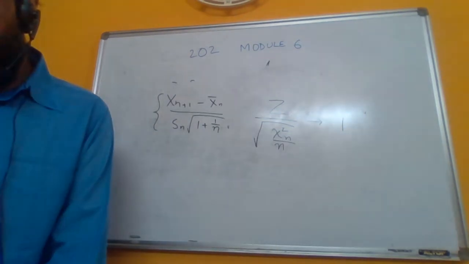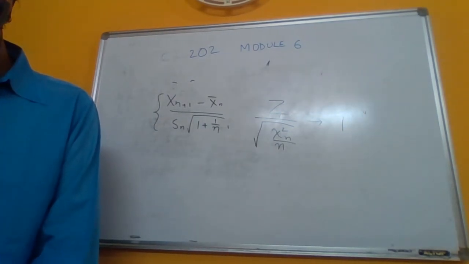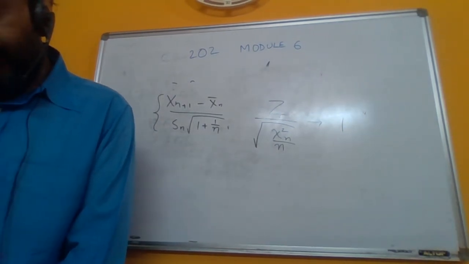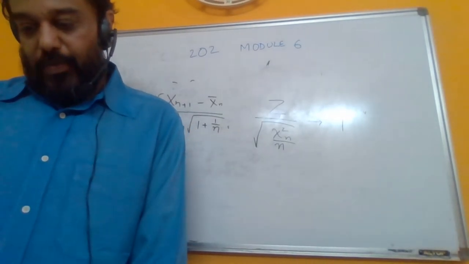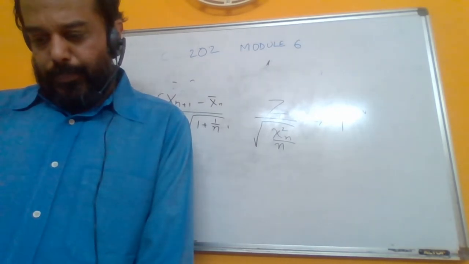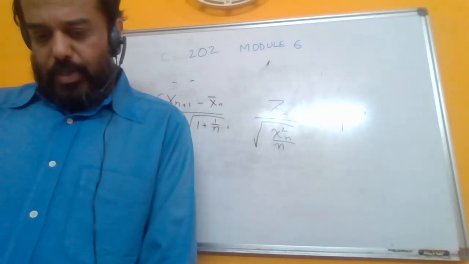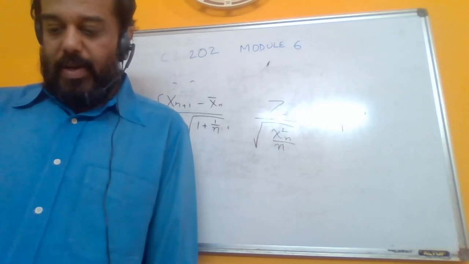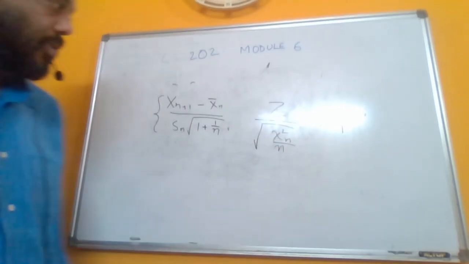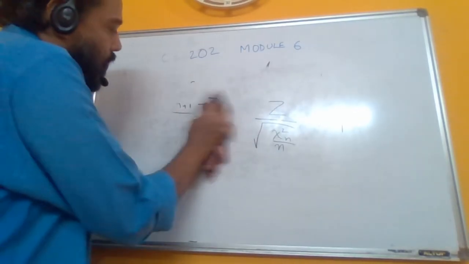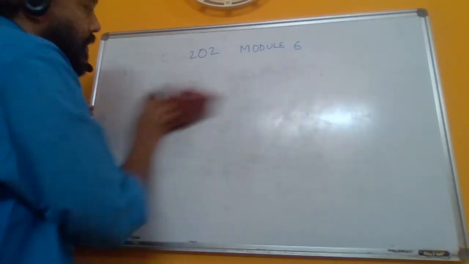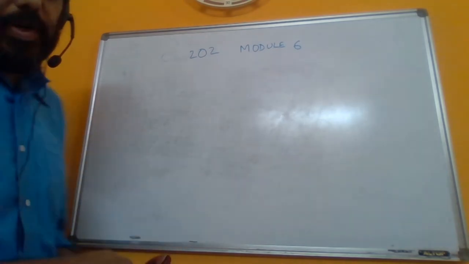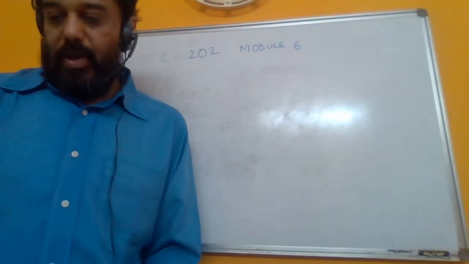Let me move forward. I have problem number 36. Problem number 36 fits the case of finding an interval estimate for the population variance. I have done this one in R as well, and that is uploaded on Moodle. You can take a look at it.